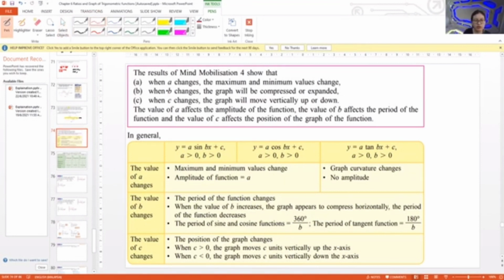So the summary of the result is what? When a changes, the maximum and minimum points will change, or the values will change.